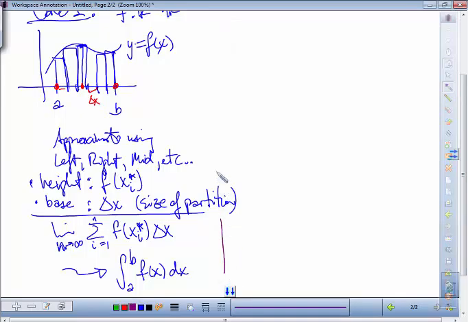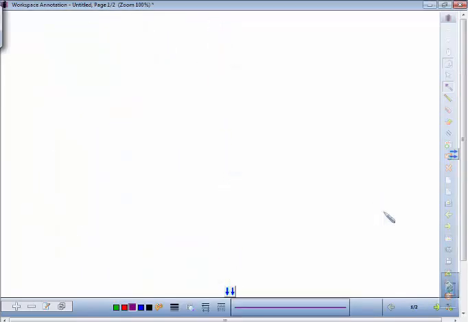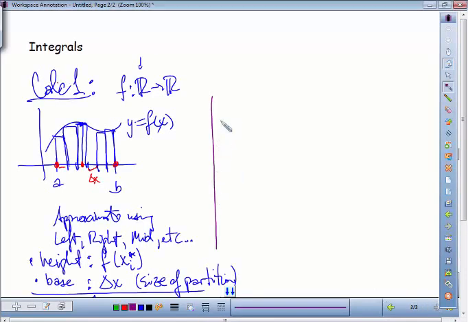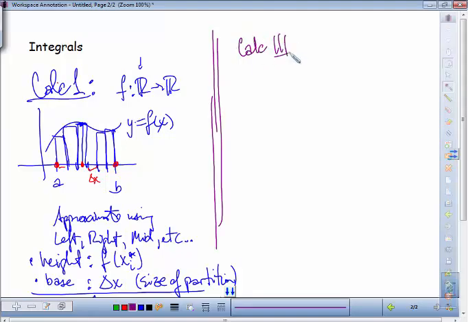And what we want to do is we want to do something similar to that in Calc 3, where we're kind of looking at partitioning some area. So let's take our newest function going from R^2 to R. So z is equal to f of x, y. You want to think about it that way.